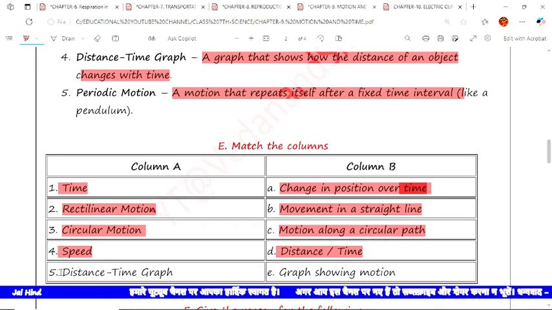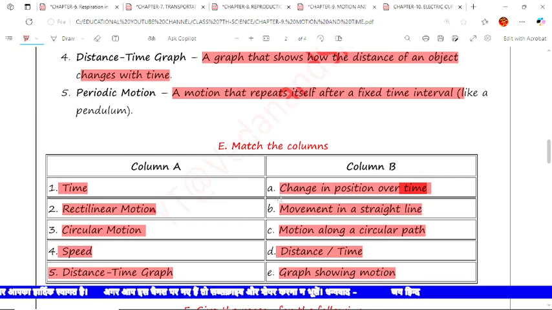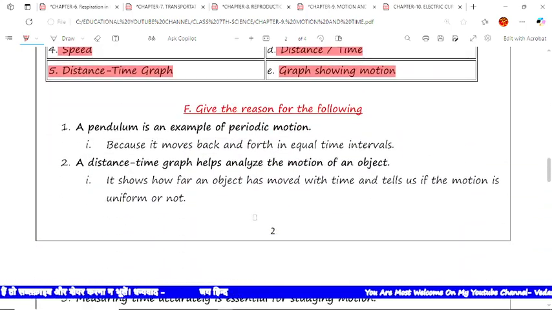Next is distance time graph, a graph showing motion. When distance time graphs are there, they show the motion of an object. Now the next type of question is, we have to give the proper reason for the statements.